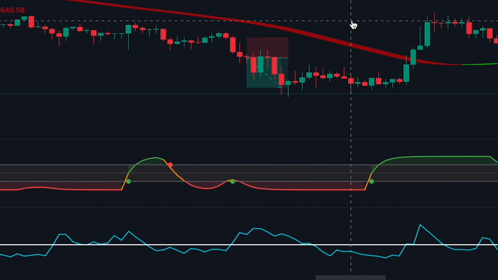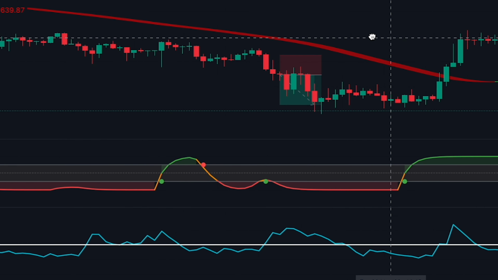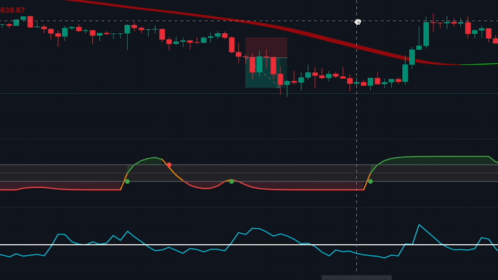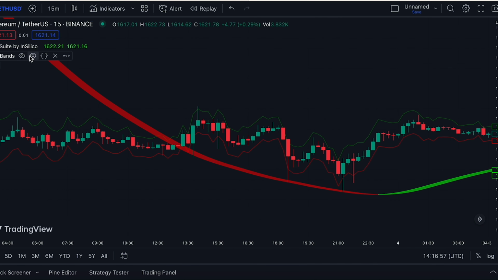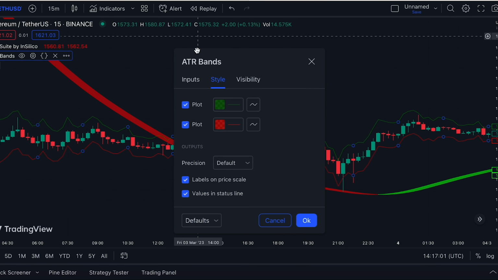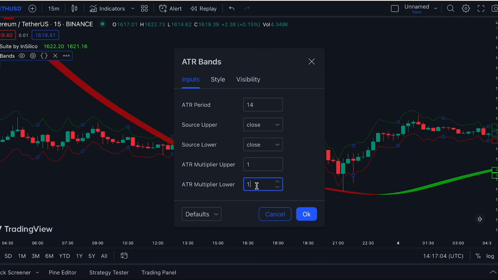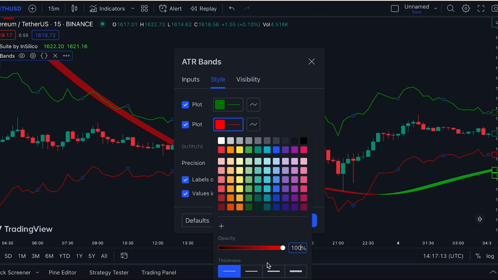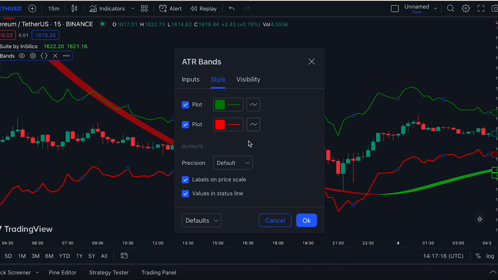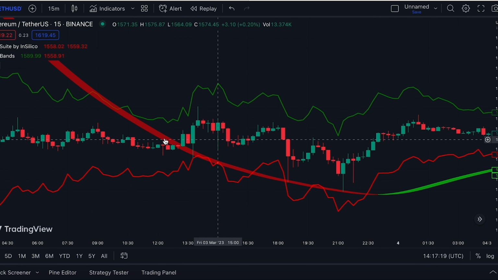Let me now demonstrate a different method you can use if you're not sure how to locate the most recent swing high or low. Look for the ATR bands indicator under the indicator search option. Then pick the one by Alexander Tia from the list. Navigate to the inputs page in the indicator settings right now. The multiplier for the top and lower bands will both be changed to 3. Once you've done that, go to the Style tab and alter the bands' color to make them more noticeable. All we needed to alter was that.